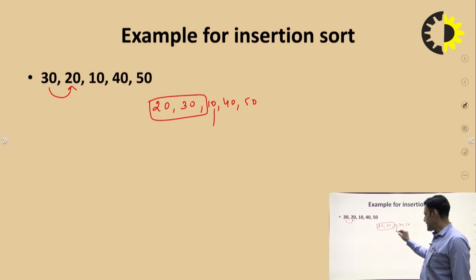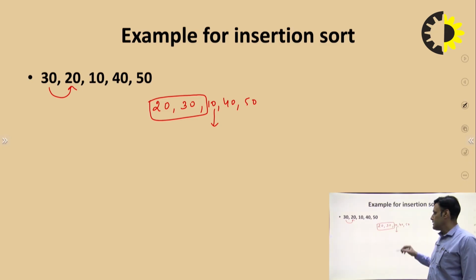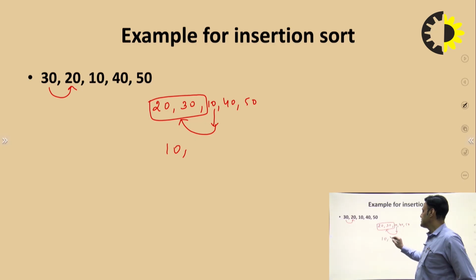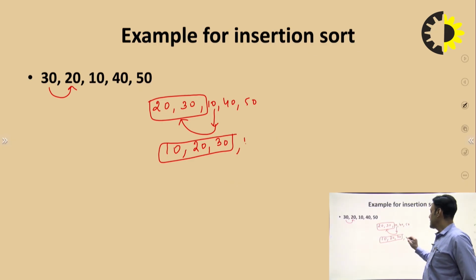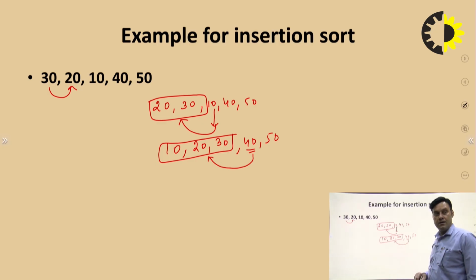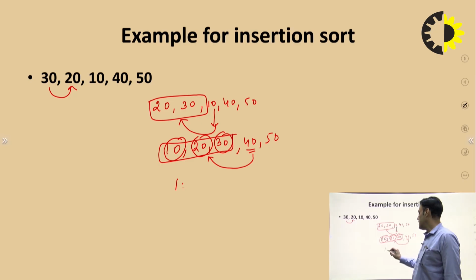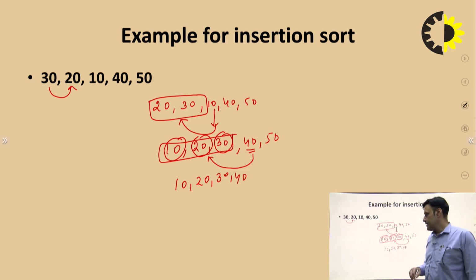Then we will pick 10. This 10 will be compared with these 2 elements. While comparing, we will see this 10 will be inserted in the beginning. Then comes the 40, then comes the 50. Then this 40 will compare with this 10. 10 is less than 40, no change. Compare with 20, no change. Compare with 30, no change. It means it will be inserted afterwards. 20, 30, 40. Then we will compare with 50.